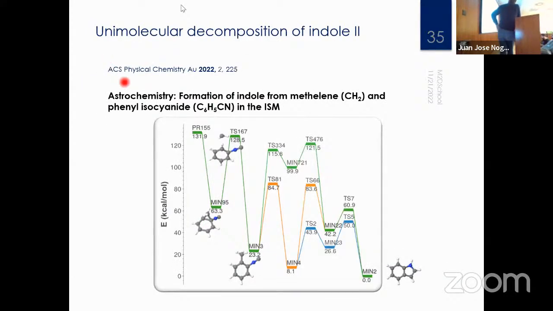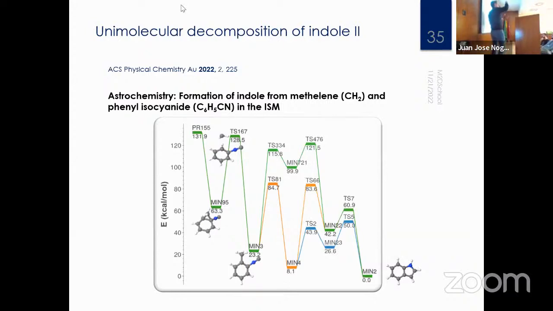And also there are some implications in astrochemistry, because we also propose a pathway that we found for the formation of indole. Indole is right here, and it forms from these two reactants, methylene and phenyl isocyanide molecules. Both of them are found in the interstellar medium. And the thing is that this reaction goes without a barrier. I mean, there are barriers here, but with respect to reactants there is no barrier. And this means that this is a feasible reaction in the ISM.